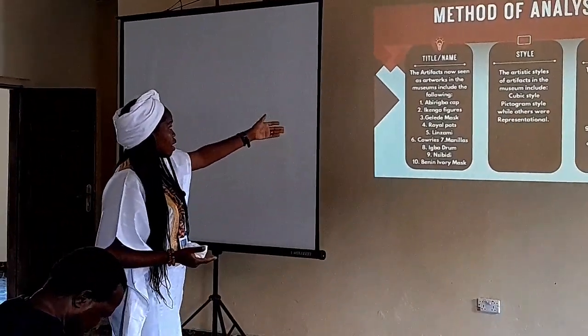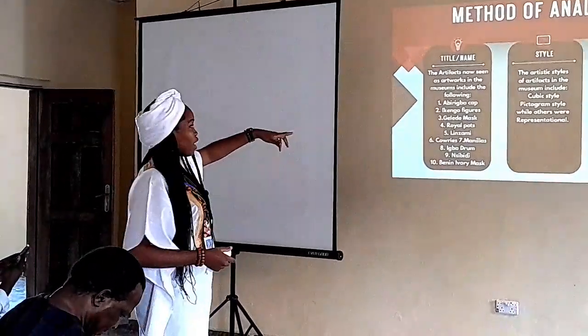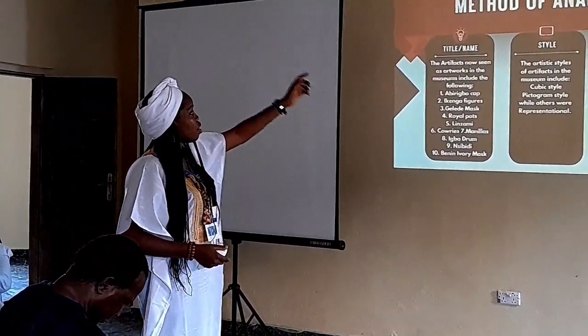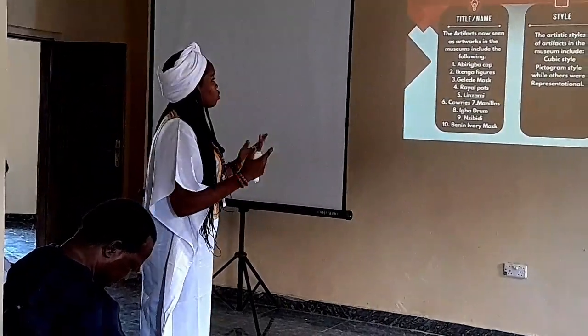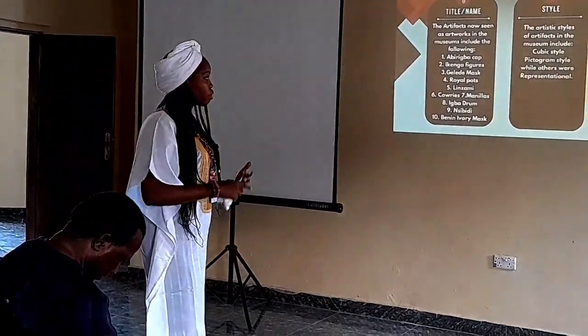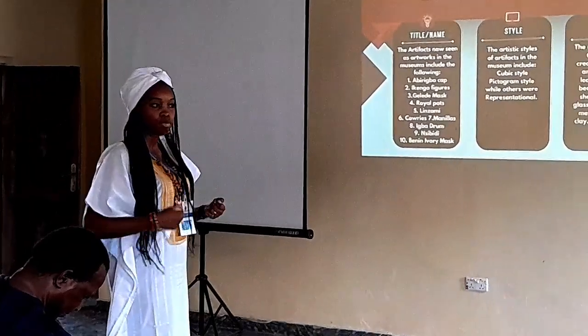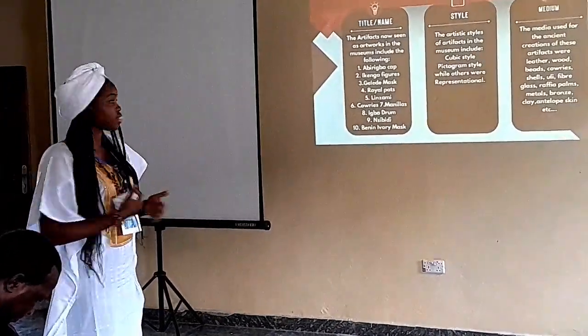Now, looking at the style, there are some styles here, and I'll explain the style and so on. Medium: some of them are made of wood, beads, cowries, shells, fiberglass, leather, antelope skin and all that. Next.